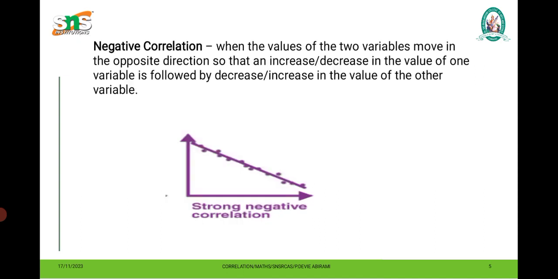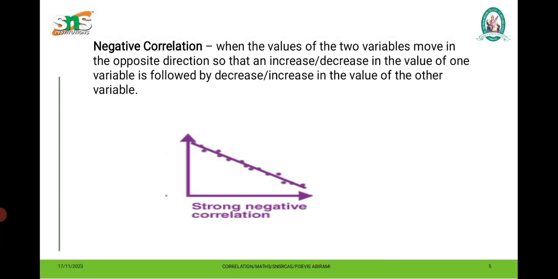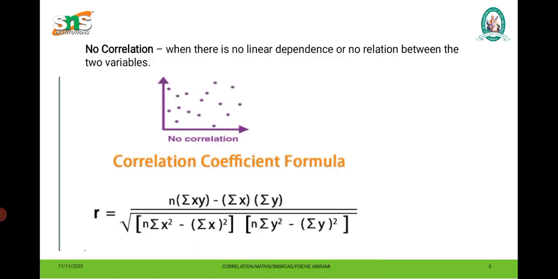My next type is negative correlation, when the values of the two variables move in the opposite direction. For example, the marks of the students do not belong to the height of the students. If we take both the values, the height of the students and the marks, they will not be matched exactly, so there will be a negative correlation. The negative correlation is plotted in this diagrammatic representation and it is known as strong negative correlation.